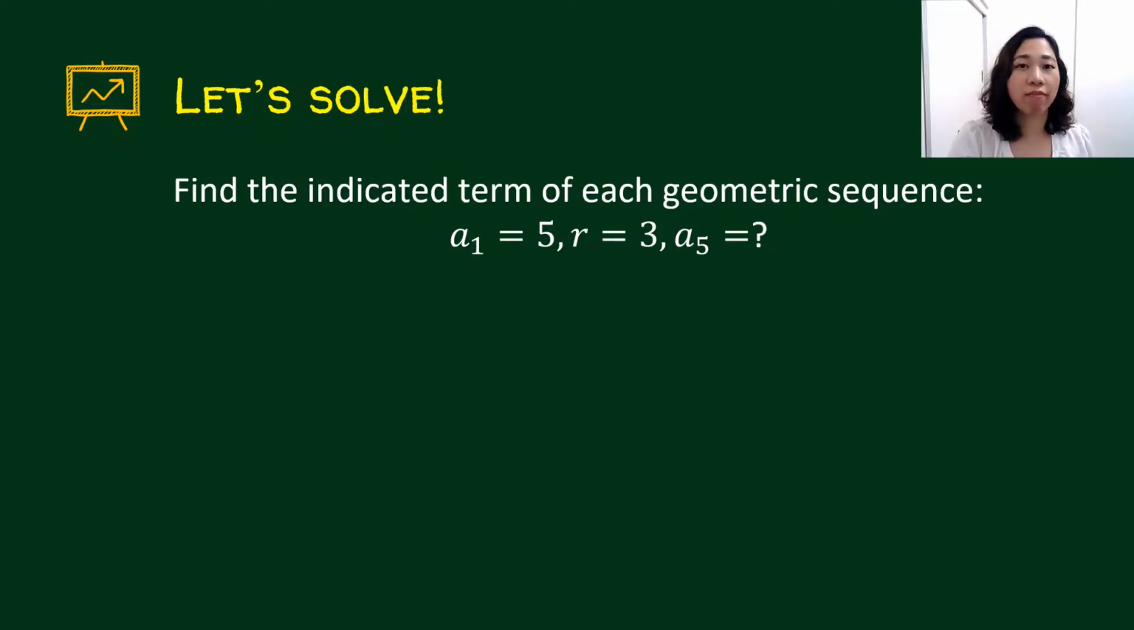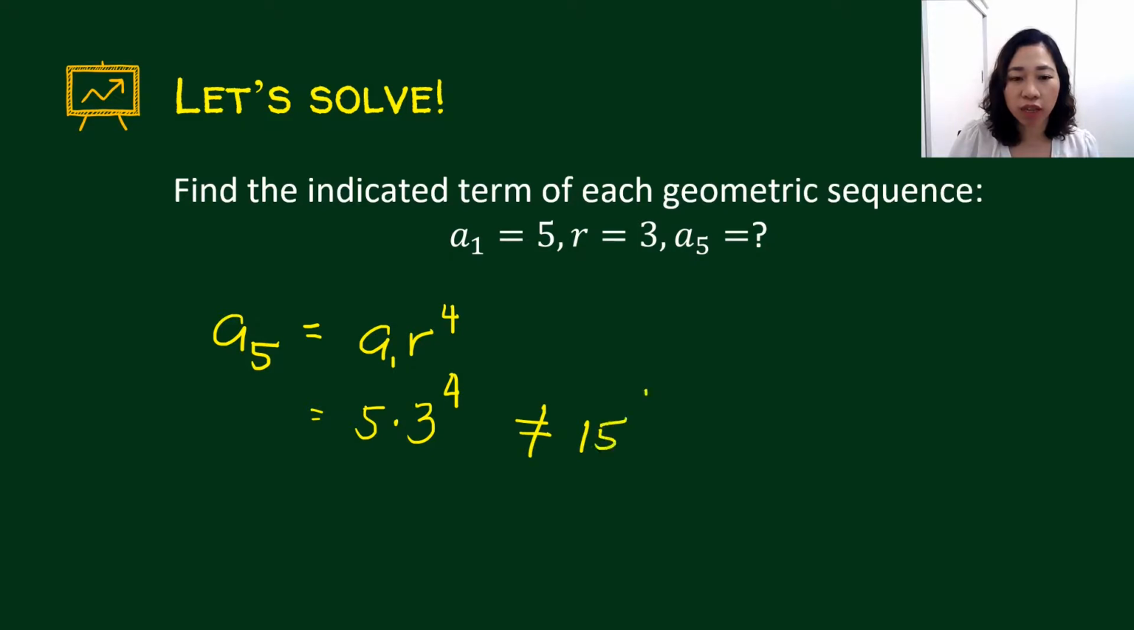Okay, assuming that you have paused your video, let us now discuss this. We are looking for a sub 5. And what is the formula for a sub 5? A1 times r raised to 4, correct? A1 is 5 and then r is 3 and then raised to 4. And then again, we perform the exponent first. This is not equal to 15 raised to 4 because again, you're saying there that multiplication comes first before exponent, which is not the case.